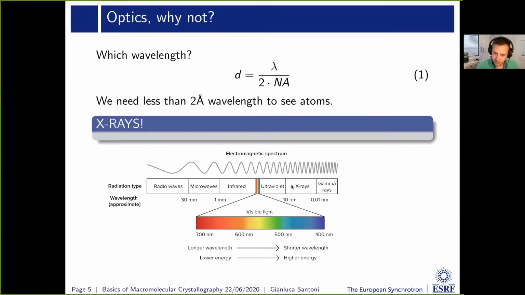So X-rays in general are a domain of radiation which has a wavelength between roughly 10 nanometers and 0.1 angstrom. It's quite a wide domain, but all the synchrotrons in general are built so that they are optimized to produce X-rays around 1 angstrom wavelength, which is the typical order of magnitude of chemical bonds, as we have seen.